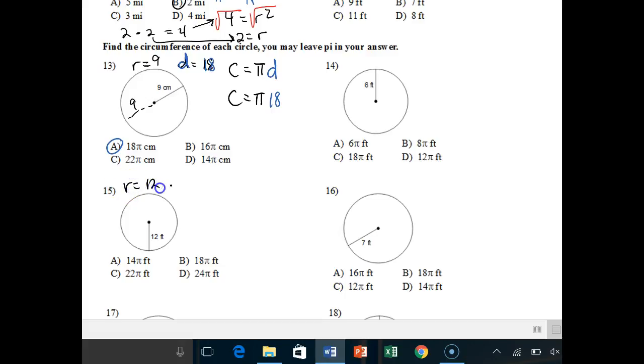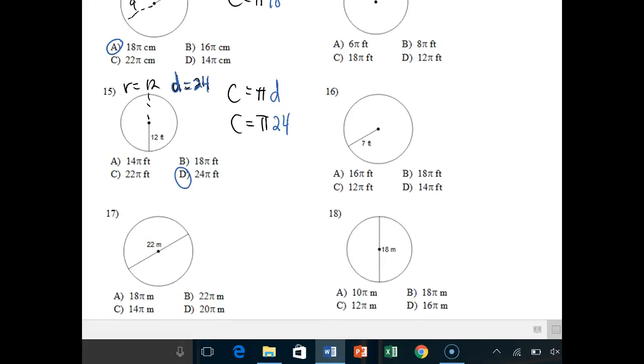Next one. Radius is equal to 12. That means diameter is equal to 24. Draw a line across. So c is equal to pi times d. D in this case is 24. So c is equal to pi times 24, so your answer is 24 pi feet.